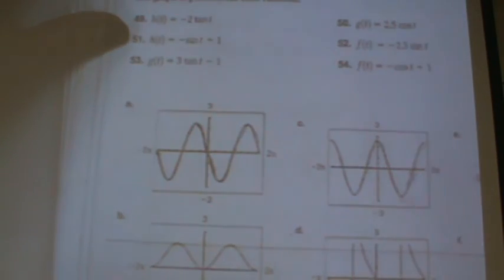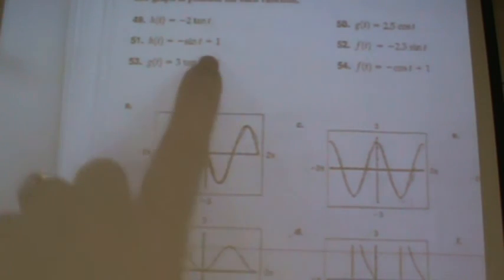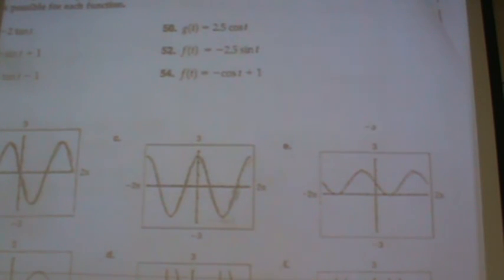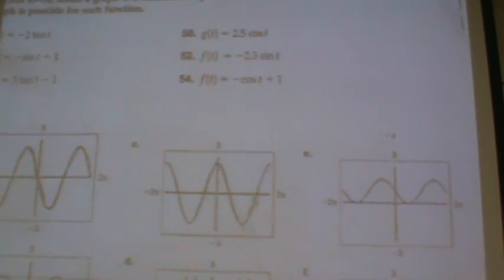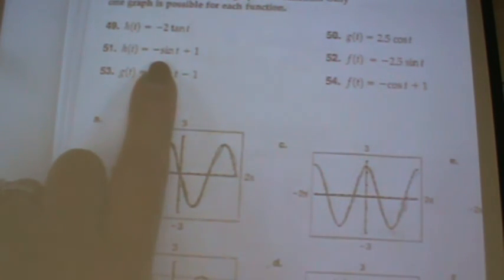So which one is 51? Is it A? Is it E? E. Okay, it's plus 1. It's shifting 1 unit up and it's upside down. So 49's D, 51's E, 50 is C, and 54 is B. And 52. Wait, what did you say 51 is? E. 51 is E, yes. 49's D.